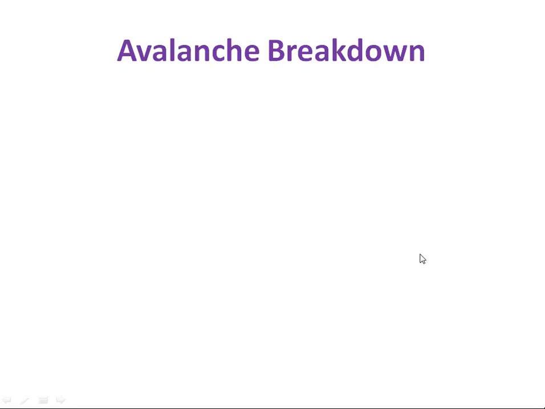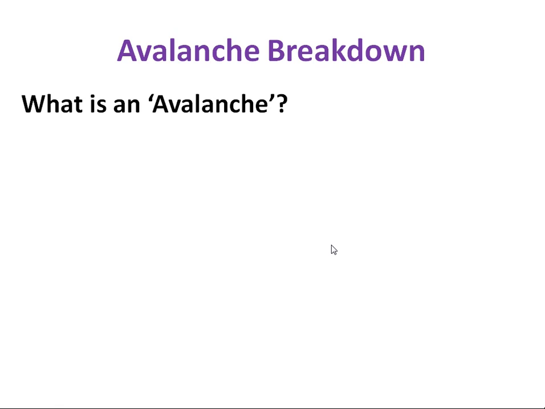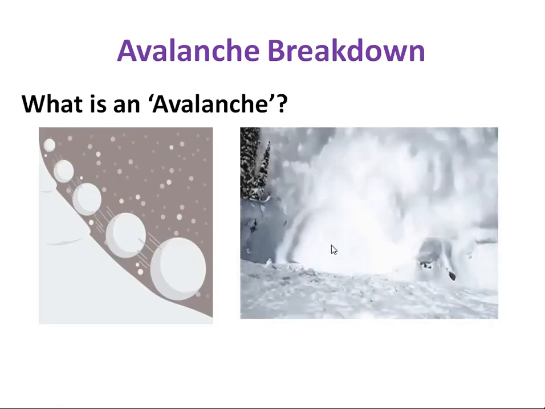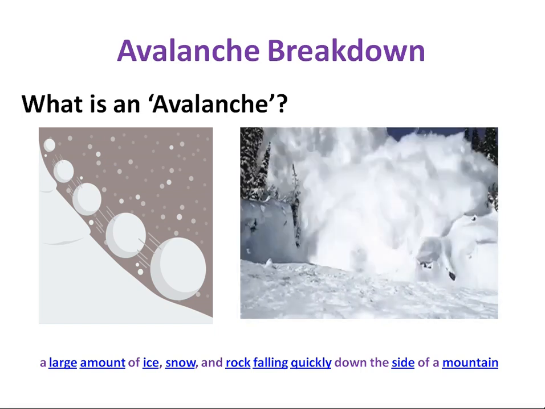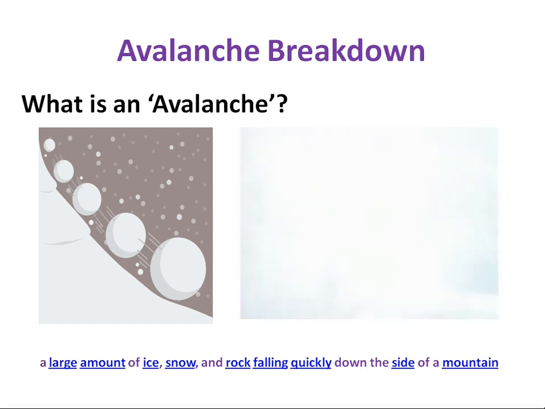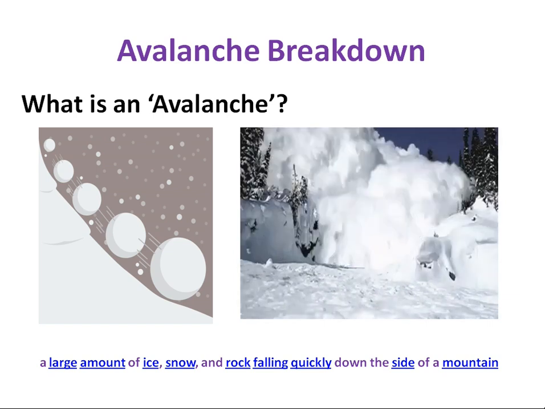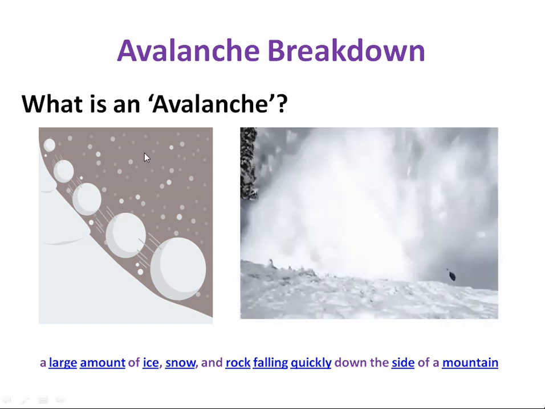Today we will discuss avalanche breakdown. So generally, what is an avalanche? Just see the image. A large amount of ice or snow or rock falling quickly down the side of a mountain is known as an avalanche.